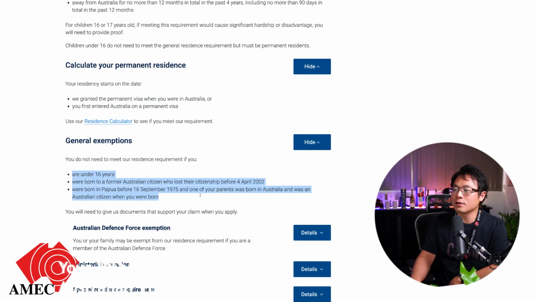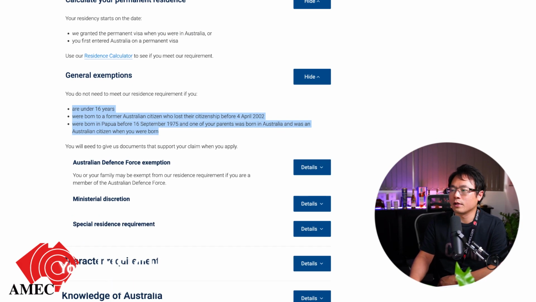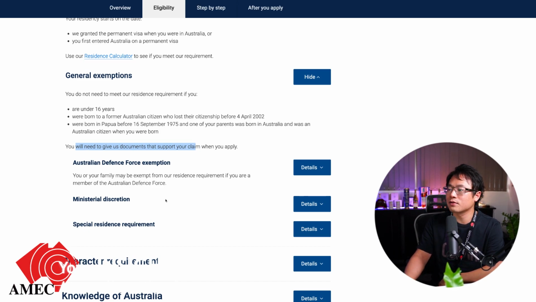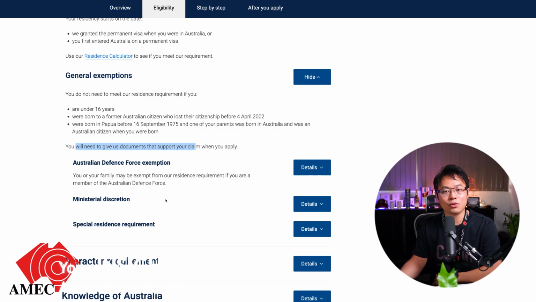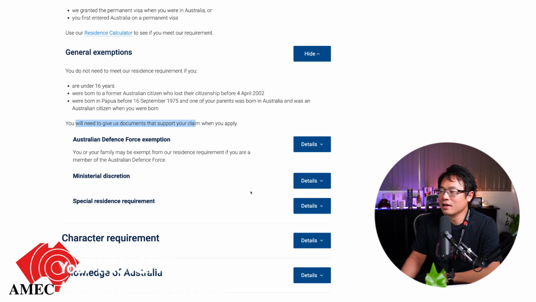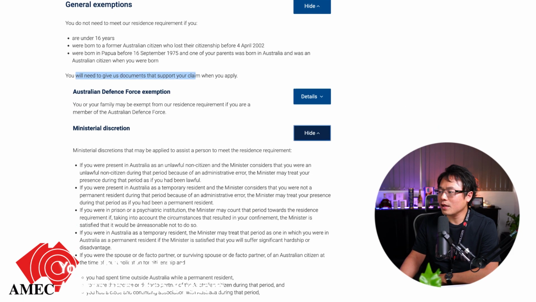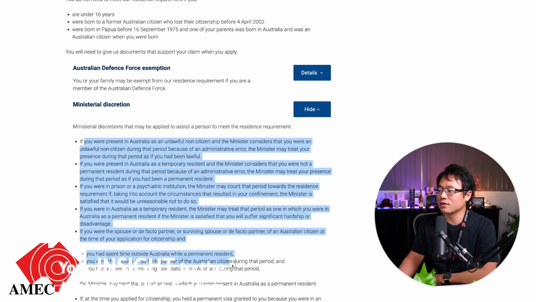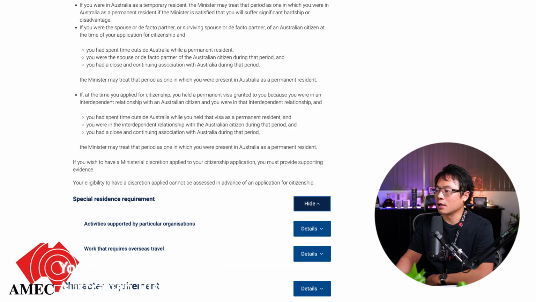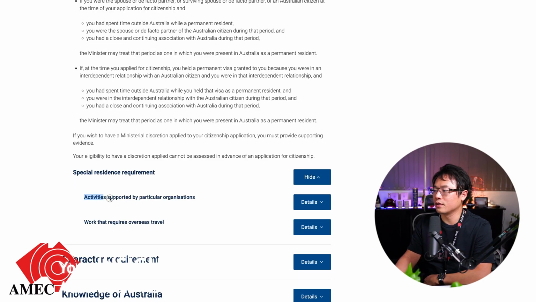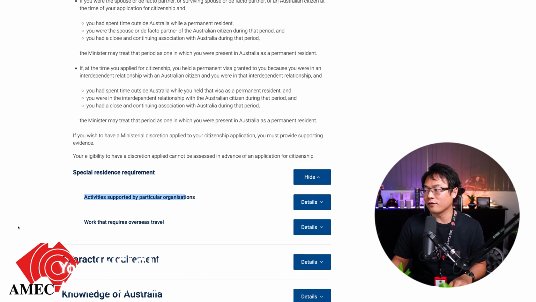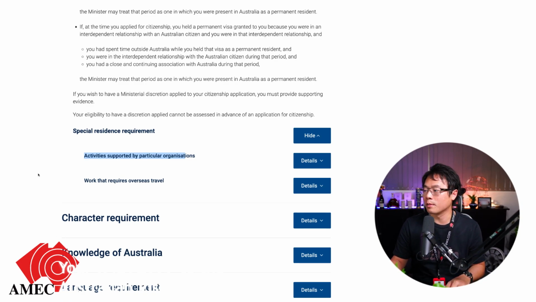General exemptions are for kids. If you're a kid, no problem. You will also be given document support if you join the Australian Defence Force. I'm not saying that to get your citizenship quicker, just to join the Defence Force. That's not the way to do it. There's also ministerial discretion, which is very hard. I personally haven't seen anyone like this. You have to be very, very contributory to the nation. And there's a special residence requirement for activities, that's for sports people, international athletes, because they travel a lot and may not meet the residency requirements.